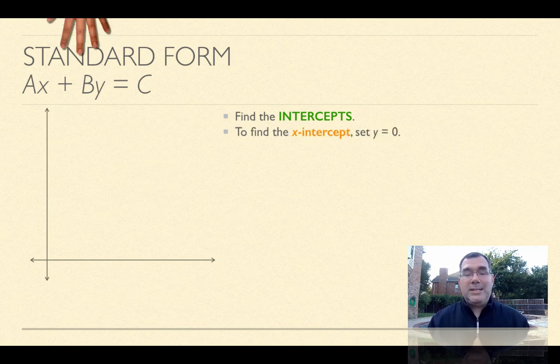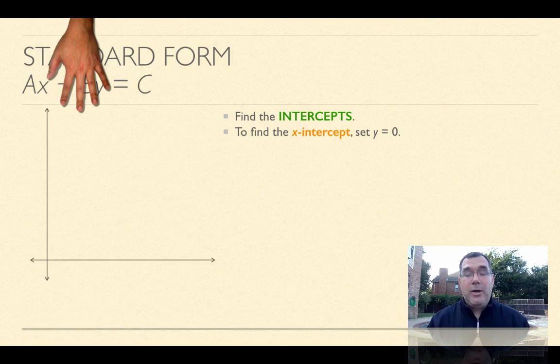Okay? To find the x-intercept, or where it crosses the x-axis, I'm going to set y equal to 0. The reason I do that is because if you look at every point on the x-axis, you don't need to go up or down at all to get to any of those points. So the y-coordinate of every point on the x-axis is 0.